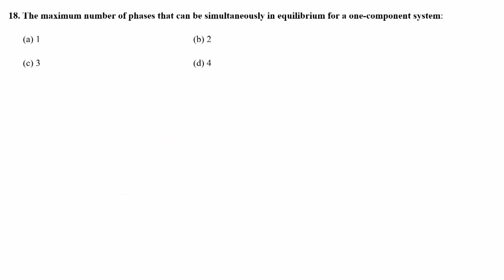Next we move to problem number 18. It says: the maximum number of phases that can be simultaneously in equilibrium for a one component system, that is 3, right? The answer is C, the correct option, because at the triple point we get the maximum number of phases in equilibrium. Okay, triple point.